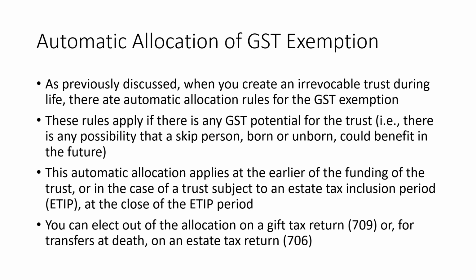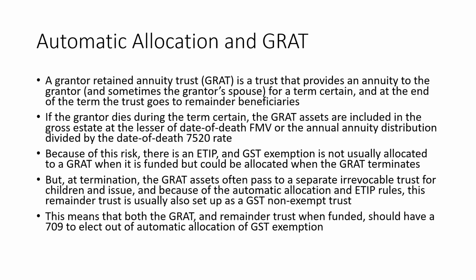Now, you have these automatic allocation rules, but the good news is you can elect out of them on a gift tax return for transfers during life or on an estate tax return for transfers at death. And you might want to elect out, especially if there's this ETIP potential. And ironically, with a grantor retained annuity trust or a GRAT, that's the most classic example of where you see this ETIP problem come up.